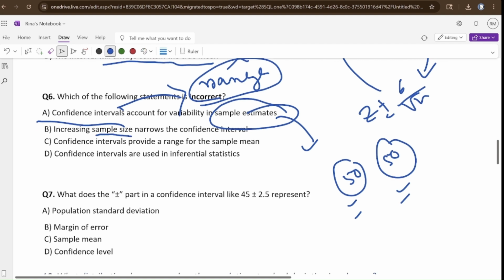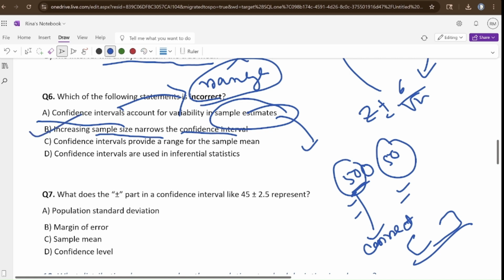Second, increasing sample size narrows the confidence interval. If you increase your sample size, instead of 50, you take 500, then you will be more correct. So when you are more correct, your range will be reduced. That is also true. Confidence interval provides a range for the sample mean. No, sample mean is calculated. So you get a range for population mean. So this is incorrect. Okay. So this is the right number. These are used in inferential statistics. This is also right.